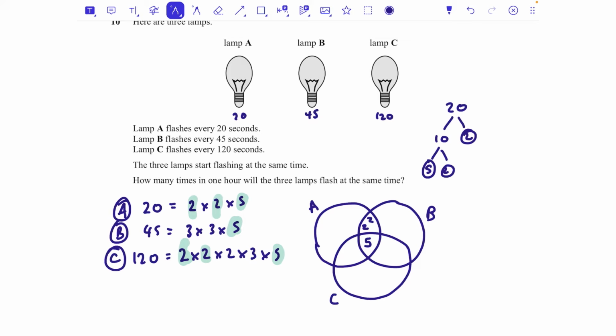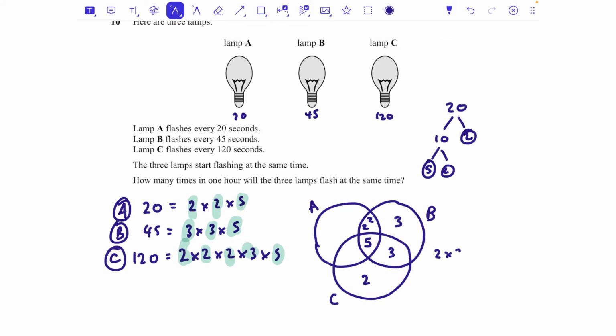And then we've got another 2 on 120 that isn't on anything else, so that needs to go just out here. And then I've got a 3 that is between B and C. So I'm going to put the 3 there between B and C. And then they've also got, oh, sorry, they had that one in common. And then there was a spare one on the outside, B, there. Okay, cool. So that's me filling it all in. That's where they go. And if I want to know the first number in all their times tables, I can just times all of those together.